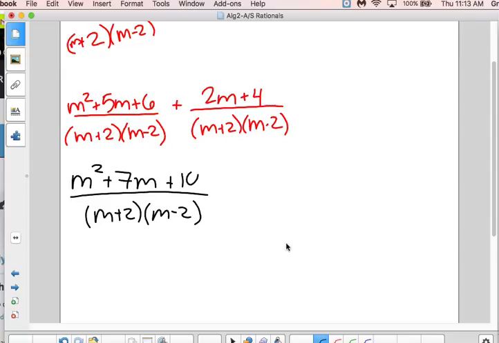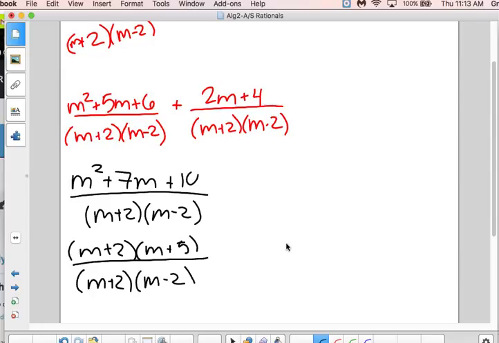Now you want to factor the top for what purpose? Yeah, so you can cross stuff off. So what will the top factor to? Can we cancel? Yep. So we're left with m plus 5 over m minus 2. Can we cancel anymore? No. Can we cancel these m's? No. Remember, if you have adding and subtracting, they cannot cancel away. So you're just done right there.